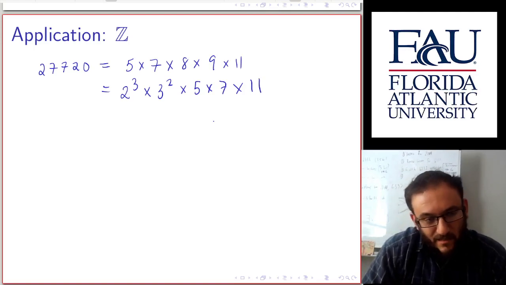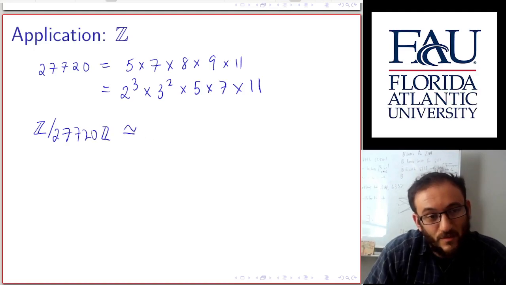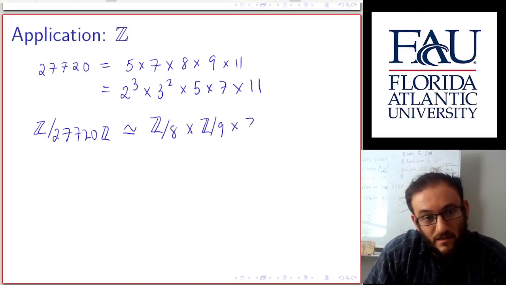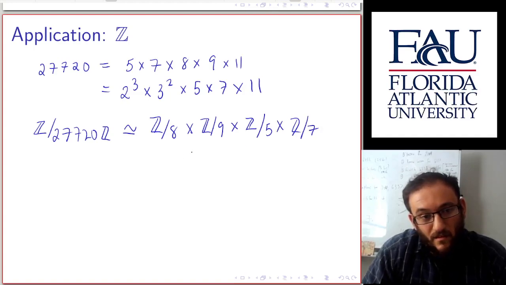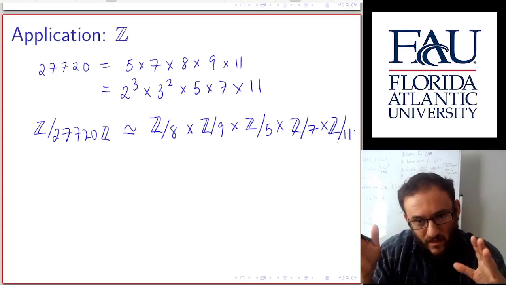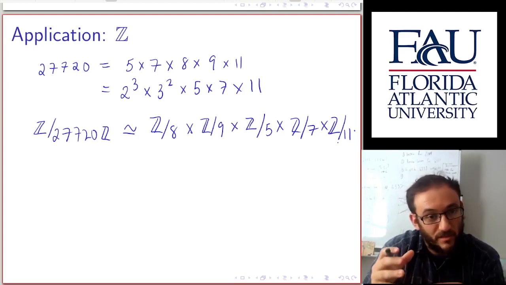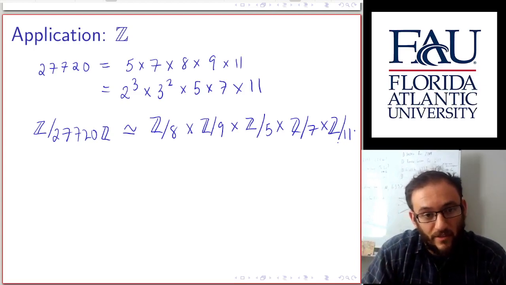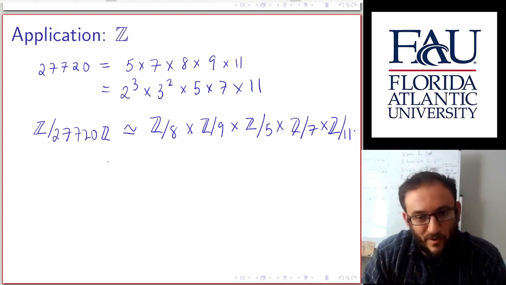And what we can do with this is we can apply the Chinese Remainder Theorem to say that the quotient ring Z mod 27,720Z is isomorphic to Z mod 8 cross Z mod 9 cross Z mod 5 cross Z mod 7 cross Z mod 11. And what does this do for us? This means we could have the elements grouped together in clusters of 8 and then count how many are left over. Then have them grouped together in clusters of 9, count how many are left over, etc., for the other primes. And you'll notice, of course, all of these are coprime to each other because we group them by powers of primes, obviously.